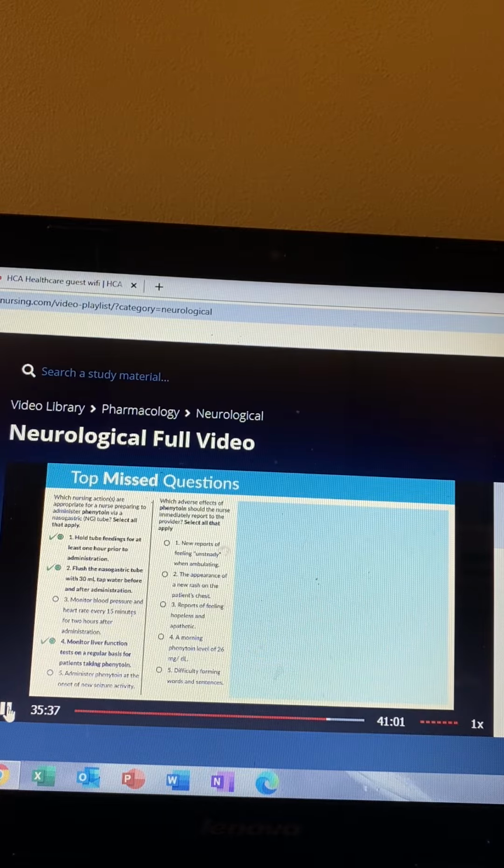Okay, so option number 1 here. This one's correct. New reports feeling of unsteadiness when ambulating or basically walking around.